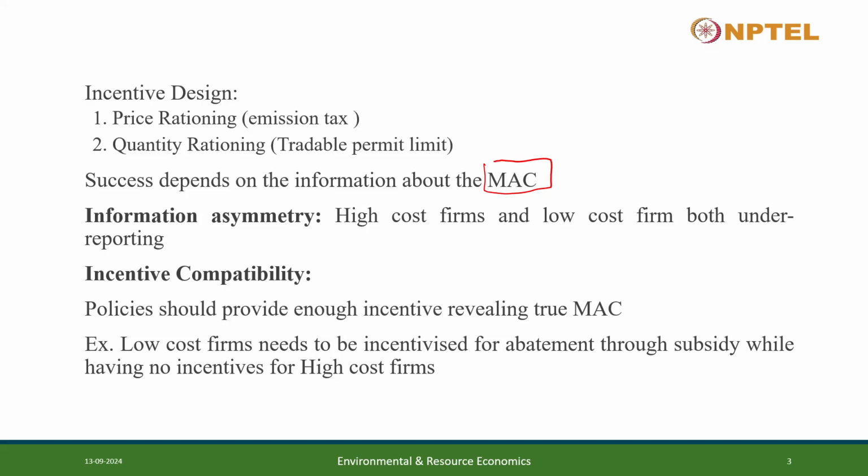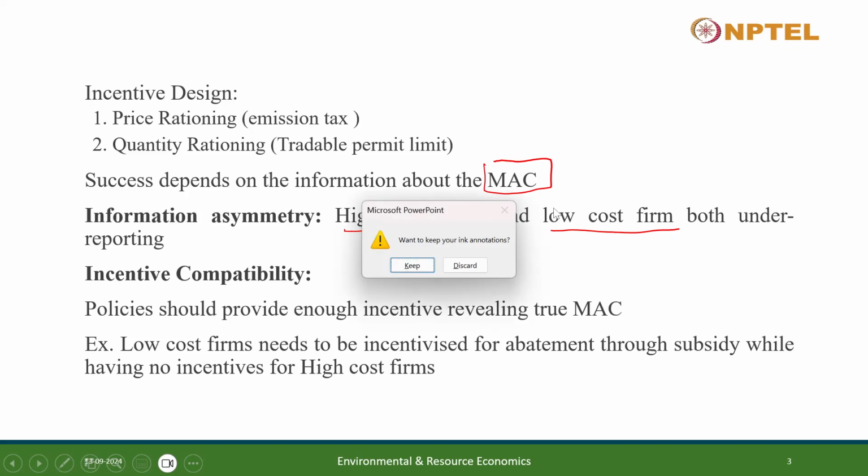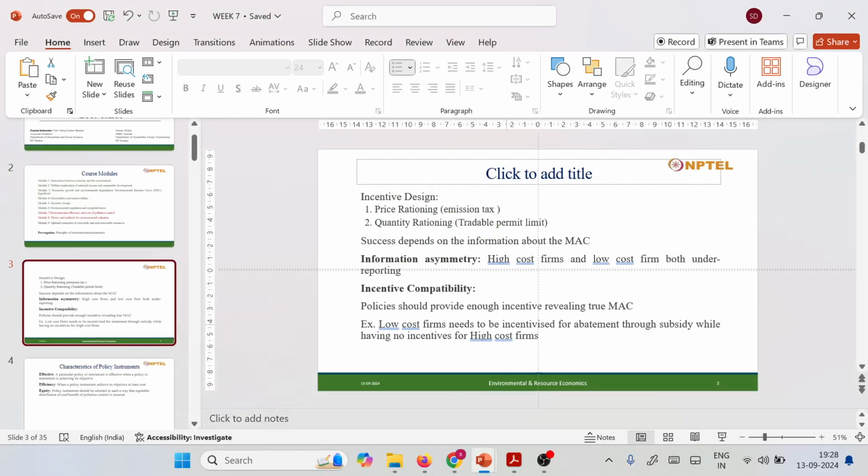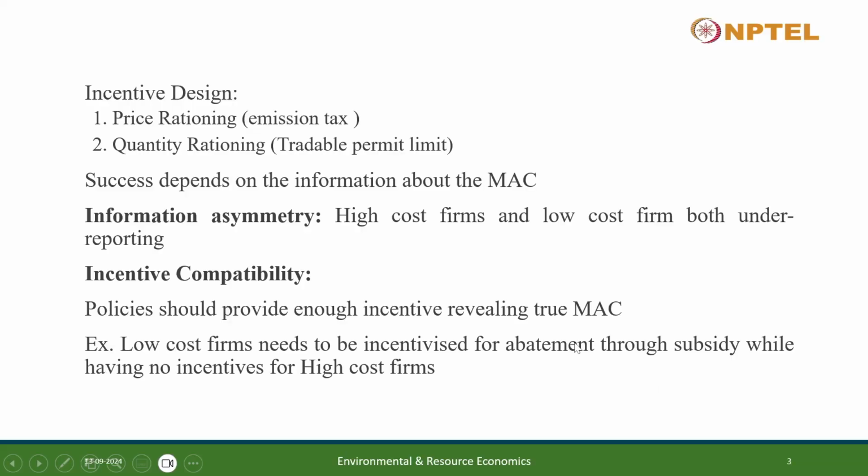However, because of information asymmetry, that is that we don't know the information about the marginal abatement cost, the high cost firm and low cost firm both underreport their MAC curve. That is, though my marginal abatement cost is lower, I will say that my marginal abatement cost is high, so that I don't have to reduce my emission, right? So this is one of the challenges which the regulator faces, that is one of the issues the regulator faces, right?